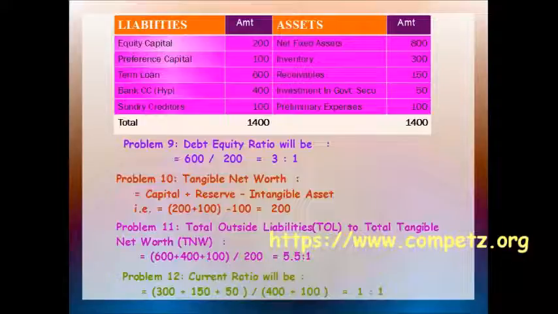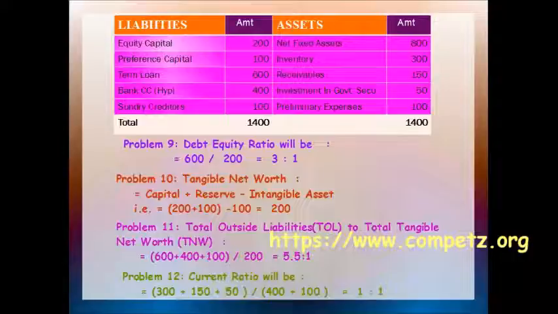Okay, so total outside liabilities to total tangible net worth: friends, what is your total outside liabilities here? Just compute the long term liabilities and your current liabilities. So 600 is your term loan, bank cash credit 400 and sundry creditors 100, in the liability side. Total outside liabilities in the numerator we will mention here, 1100, divided by total tangible net worth. Total tangible net worth we have just calculated as 200, which is equal to 5.5 is to 1.